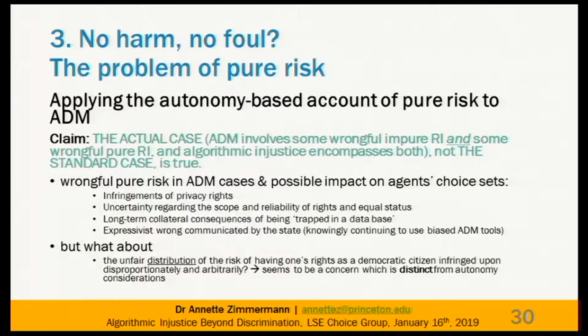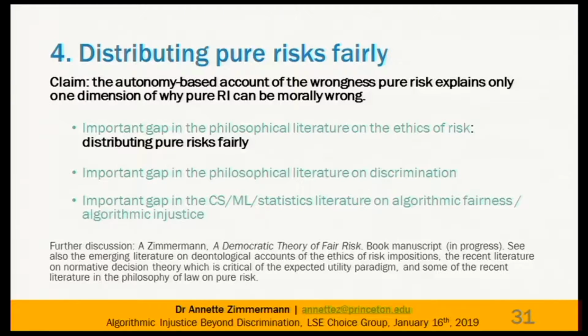Unfortunately, I think there's still a dimension of pure risk that is not captured in this autonomy-based paradigm. And it's just the fact that I still have this unfair distribution of pure risks. So that seems to be operating in a distinct way from this autonomy consideration. And so just before I outline in detail how this might happen with algorithmic decision-making, I think this concern about distributing pure risks fairly is a really important research gap. There's not really much literature on this specific problem.